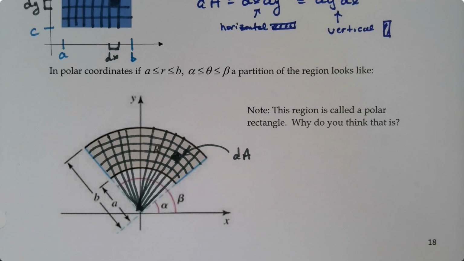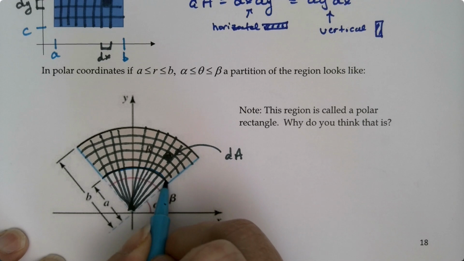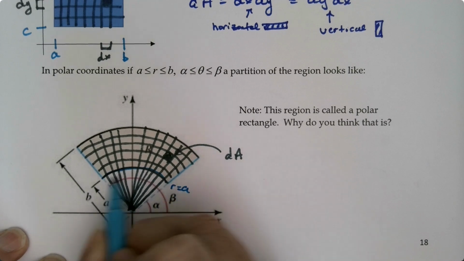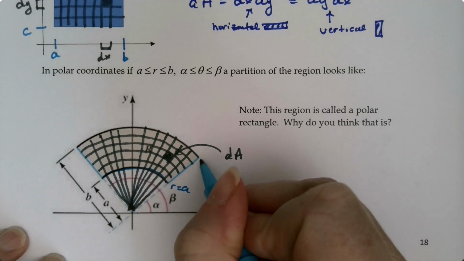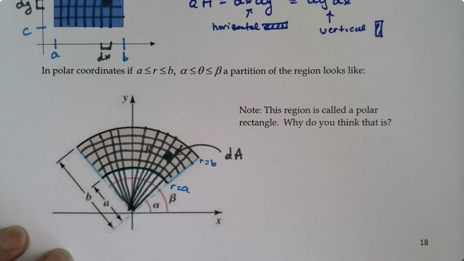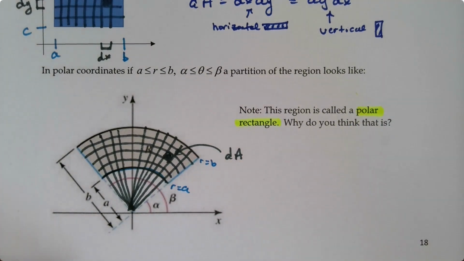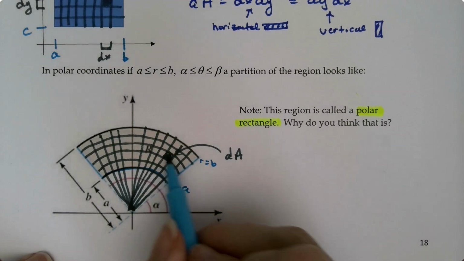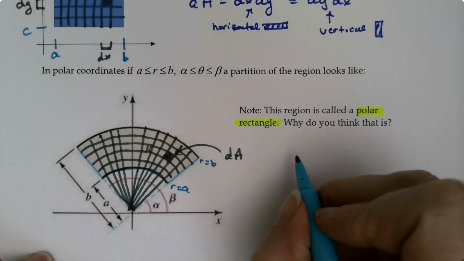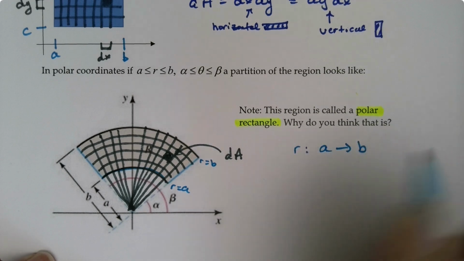Actually, before I go any further, let me just show you. The r is right here. r equals a is right here. That's the ring of radius a, and r equals b is out here. So it's called a polar rectangle, this little piece. It looks like a square, but it's not. It's actually like a little piece of a wedge, right? It's called a sector. So r is going from a to b.